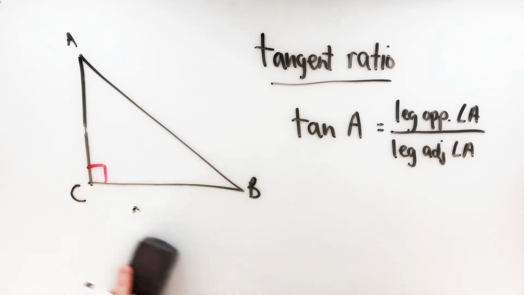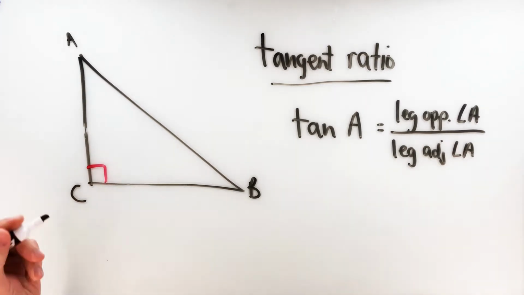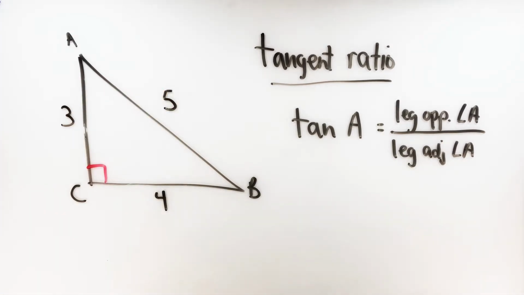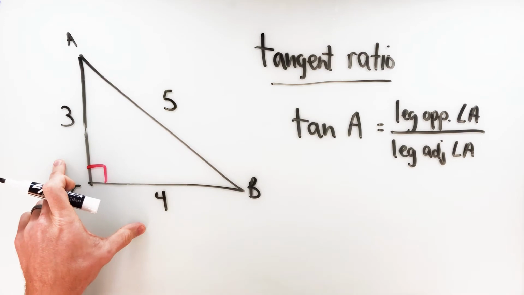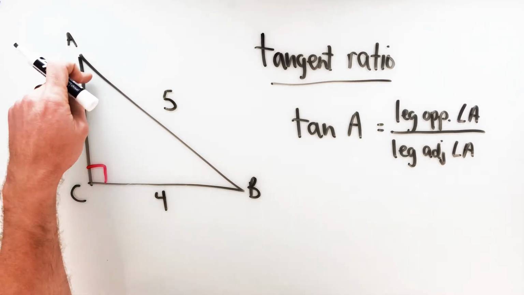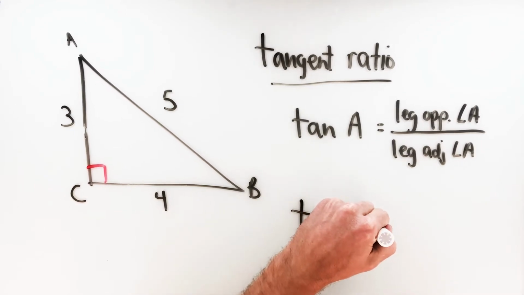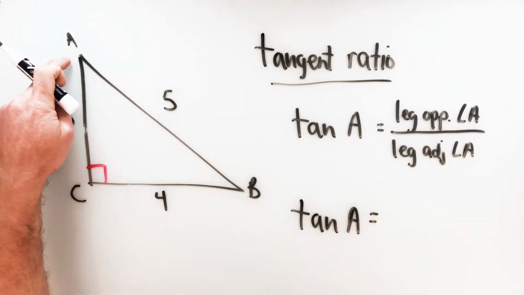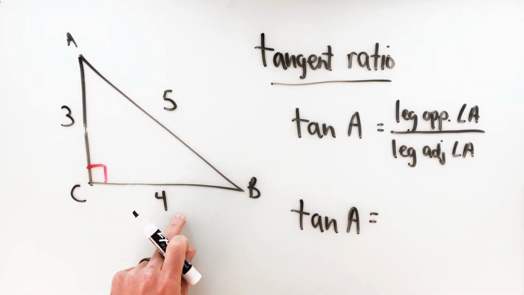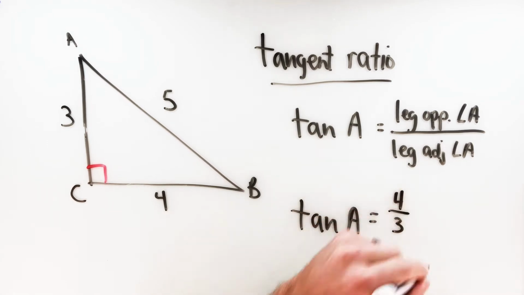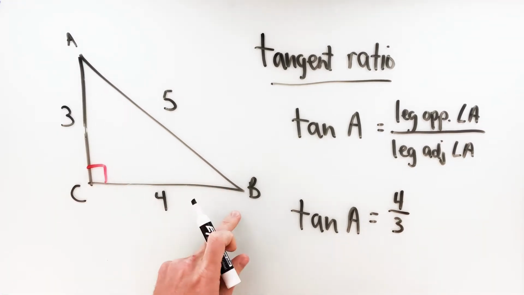Now, if I put some numbers in here, let's just say this is a 3, 4, 5 right triangle. If I said I wanted to find the tangent ratio for angle A, what I'm going to do is take the length of the leg opposite of angle A, which is 4. I'm going to put it over the leg adjacent to angle A, which is 3. So 4 over 3. That would be the tangent ratio for angle A. I can also take the tangent ratio for the other acute angle in this triangle, which is angle B.